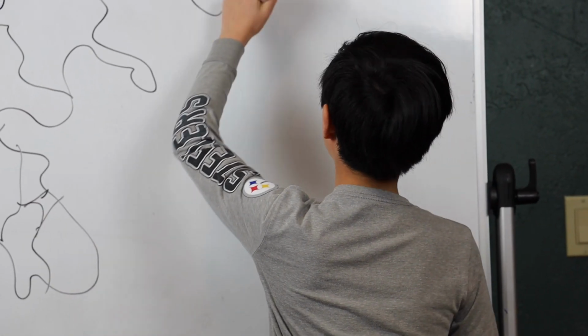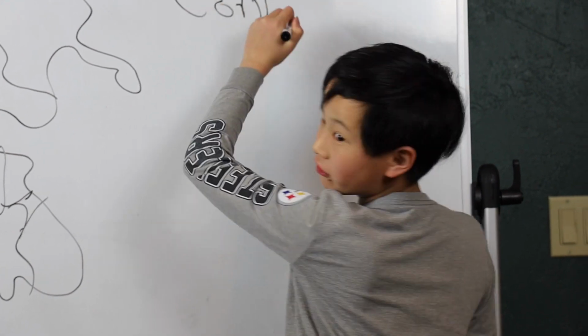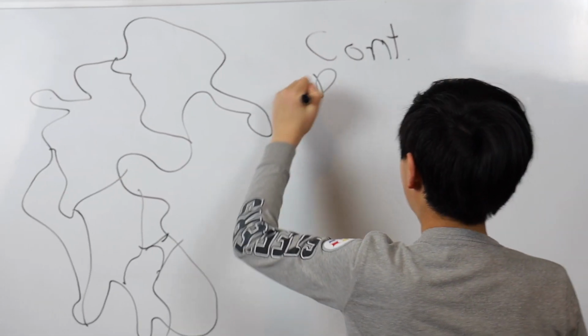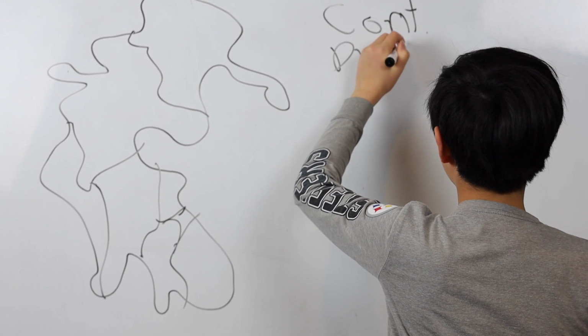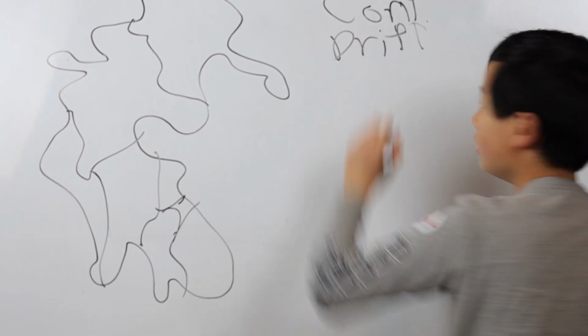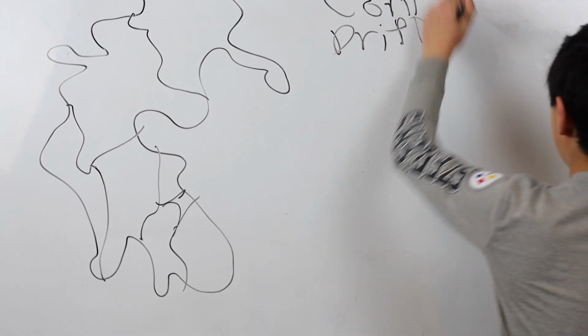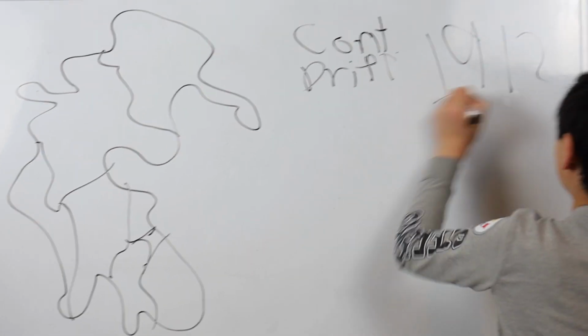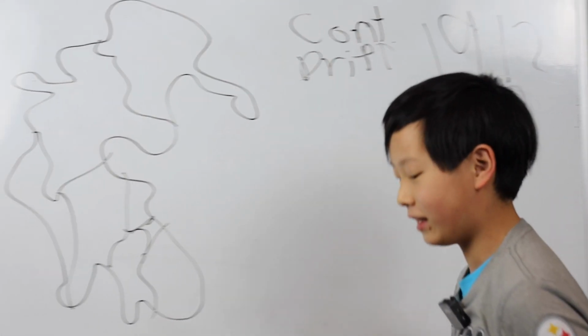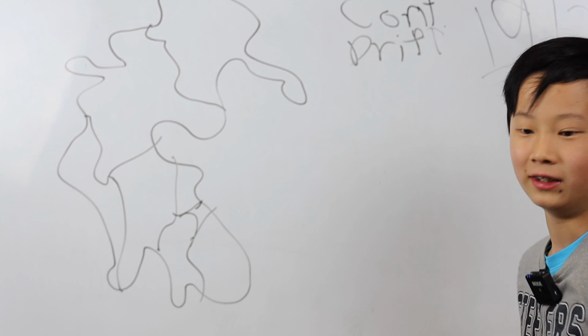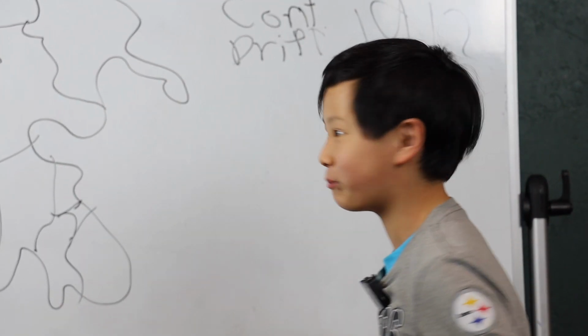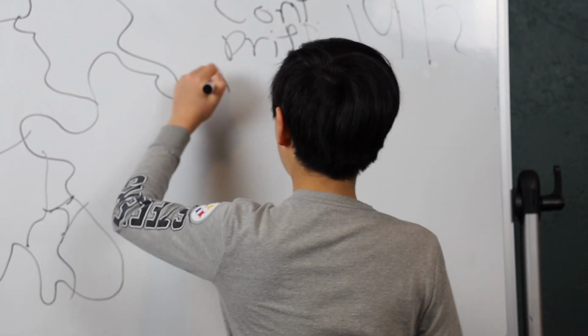Wow, abbreviations, drift, like Tokyo Drift. So, Continental Drift was a theory developed in 1912 by a guy, guess who? You'll never guess. Yeah, it's by this guy named Alfred Wegner.